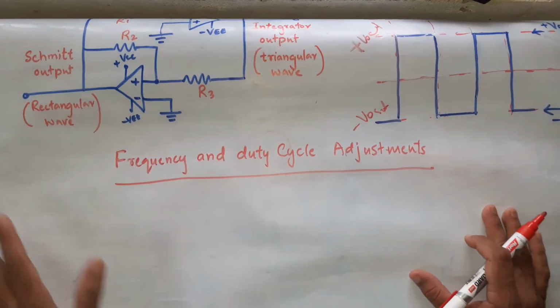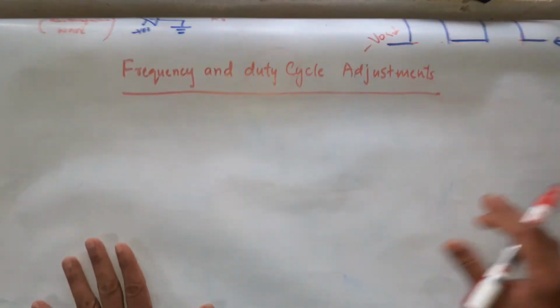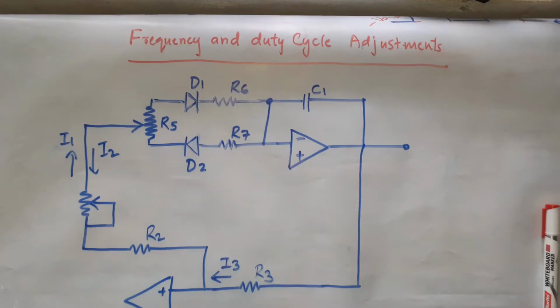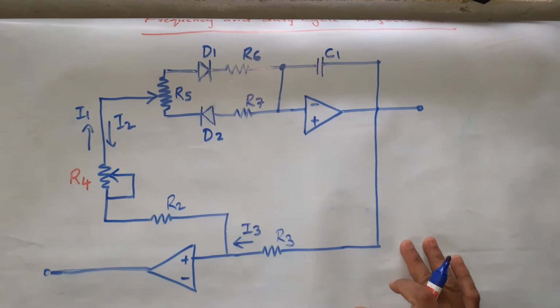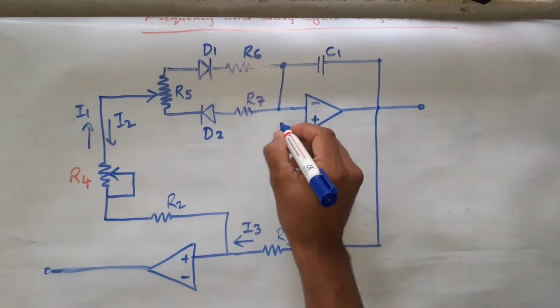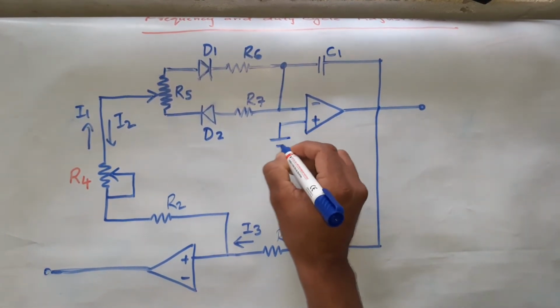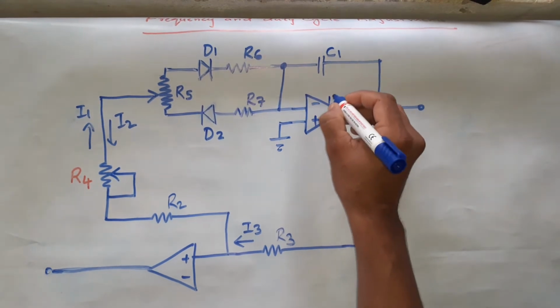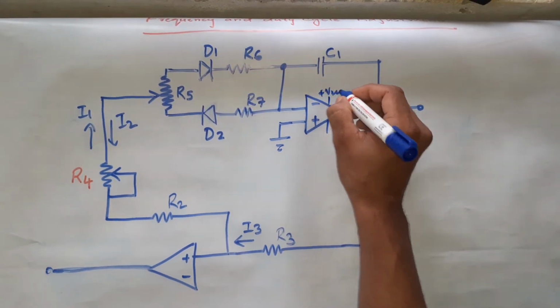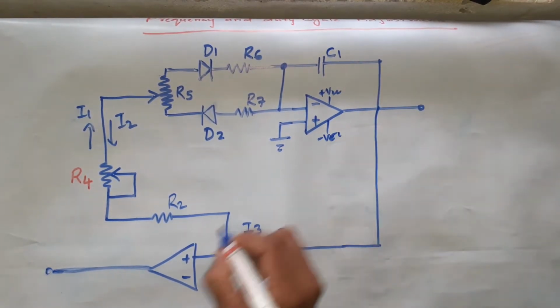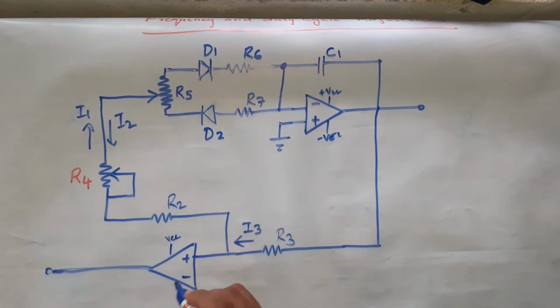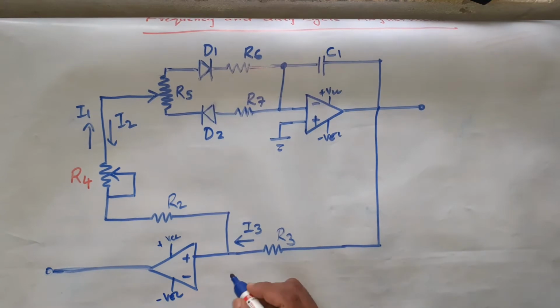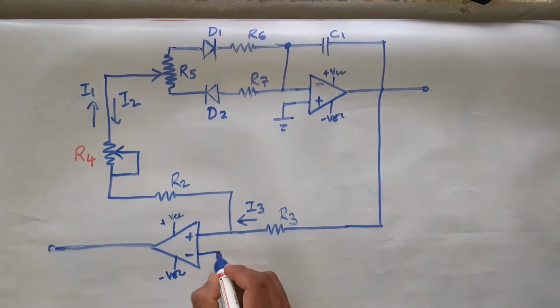Okay, let me draw it. This is how I am drawing. This is your ground. This will remain as it is, plus VCC, minus VEE, plus VCC, minus VEE. And this was our grounded.